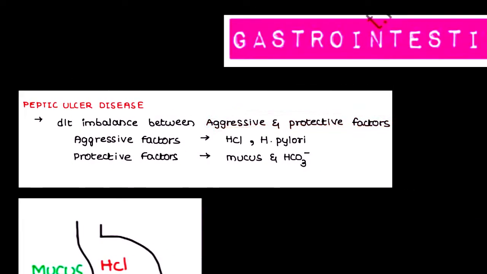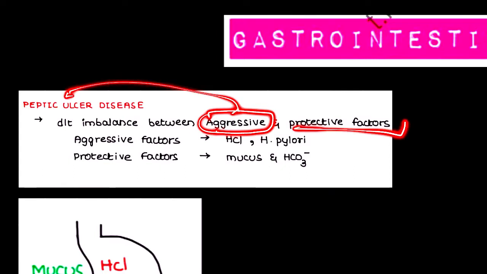Now, what are these aggressive factors? The factors that will worsen the condition of our ulcer. These aggressive factors are responsible for peptic ulcer. And what are these protective factors? The factors that protect our GIT from getting peptic ulcer. That is our protective factor.